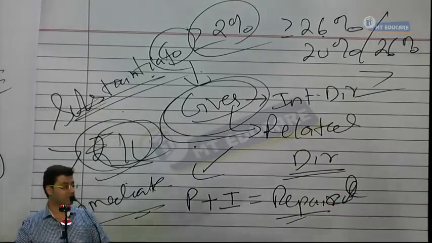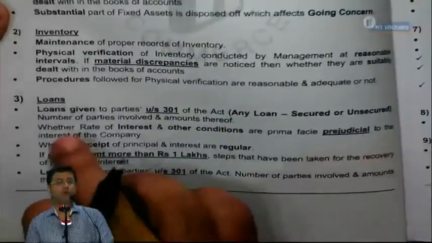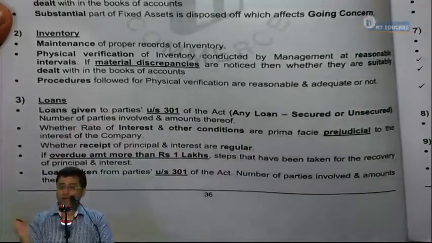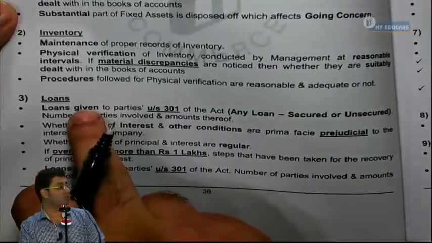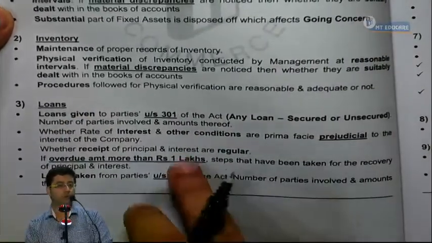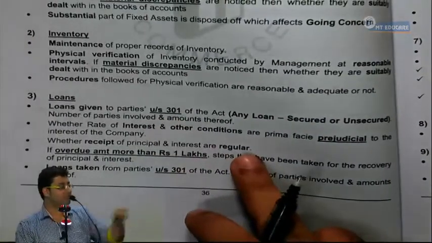This CARO report is given to the shareholders. Ultimately, it's the annexure report to the main audit report. Loans given. I did not speak about taken. I'm talking about given. Who is giving to whom? The company is giving to the... Under which section?